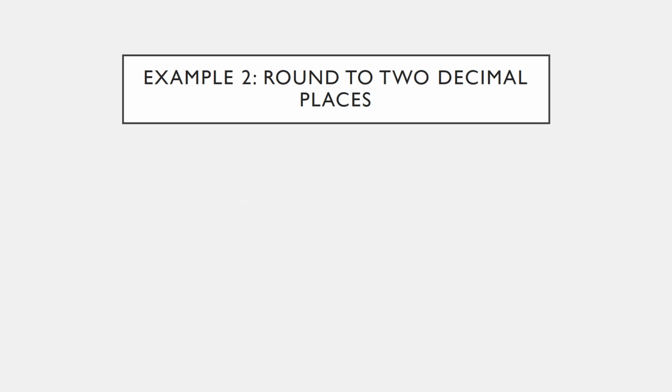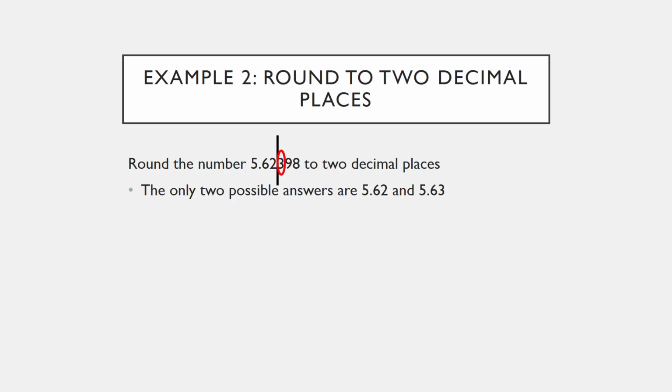Example 2, rounding to 2 decimal places. Round the number 5.62398 to 2 decimal places. That means that we divide the number here, and the only number that is going to determine how we round is the digit 3. So in this case, our only 2 possible outcomes are either 5.62, which means we keep the 2, or 5.63, which means we would round the 2 up to a 3.